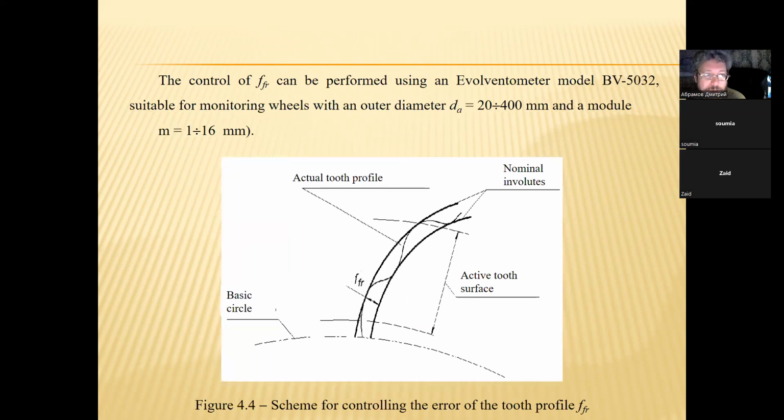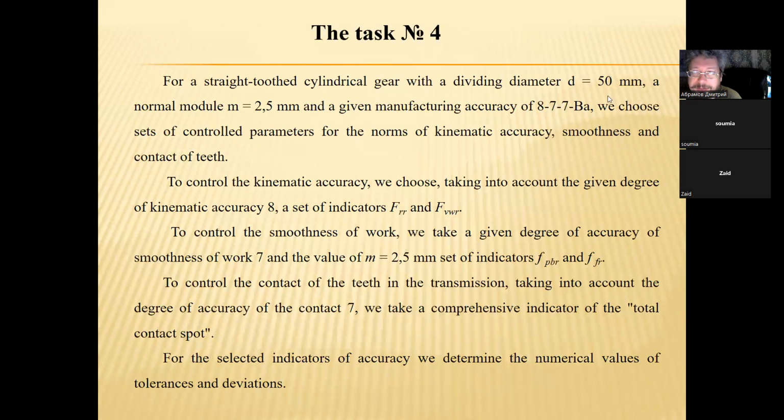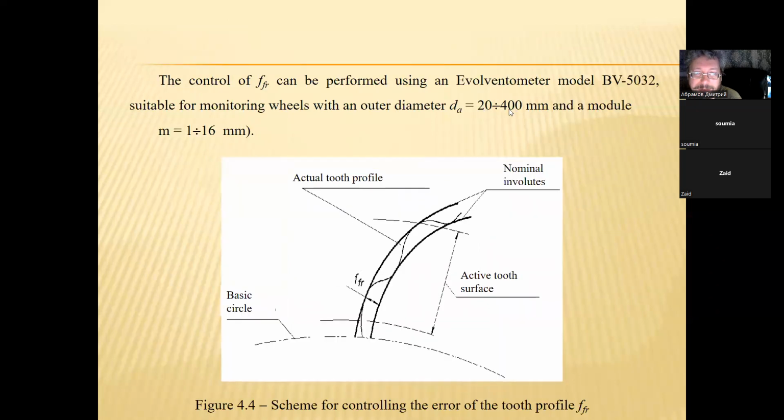The control of small f suffix PBR can be performed using an evolventometer model BV 5032, suitable for monitoring wheels with an outer diameter from 20 to 400 millimeters and a module M from 1 to 16 millimeters. Our outer diameter is 50 millimeters, between 20 and 400, and our module is equal to 2.5 millimeters, between 1 and 16 millimeters. So we use this evolventometer model BV 5032.